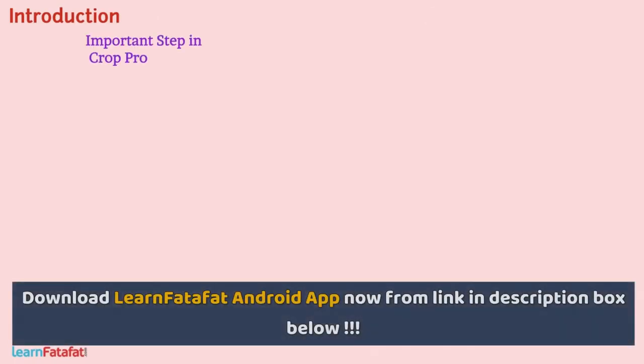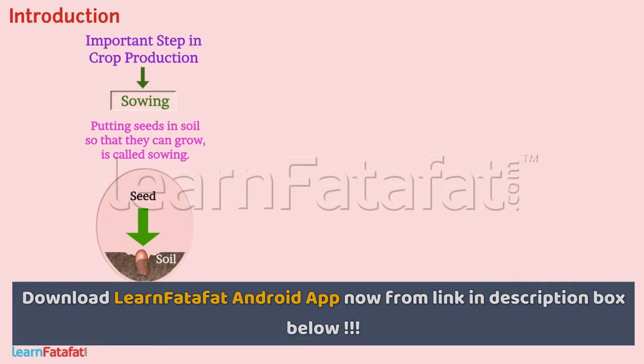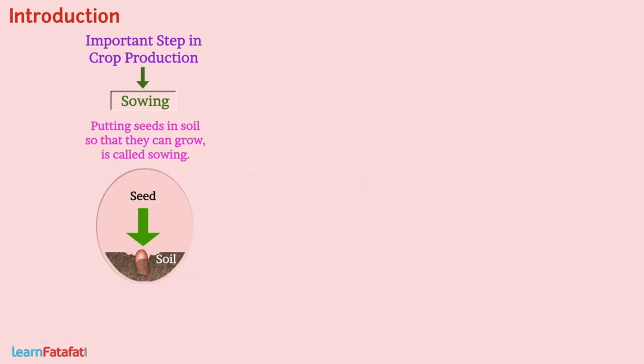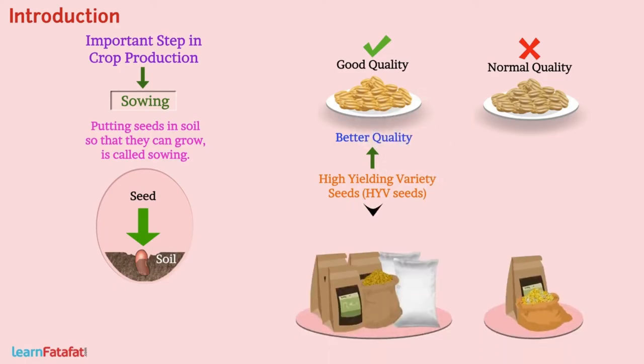The most important step in crop production is sowing. Putting seeds in the soil so that they can grow is called sowing. It is the most important part of crop production. For sowing, farmers select good quality seeds. These are clean and healthy seeds of good variety. High yielding variety seeds, that is HYV seeds, are of better quality than the normal quality seeds and give higher yield, higher agricultural produce.